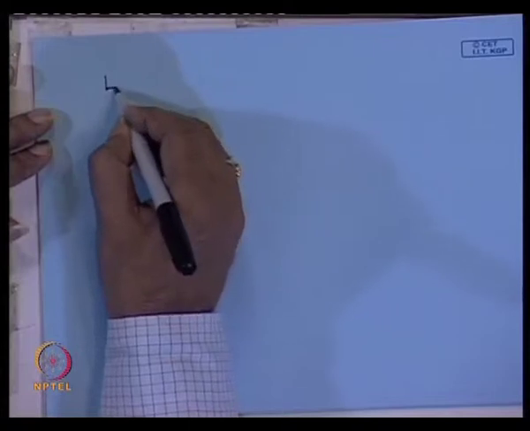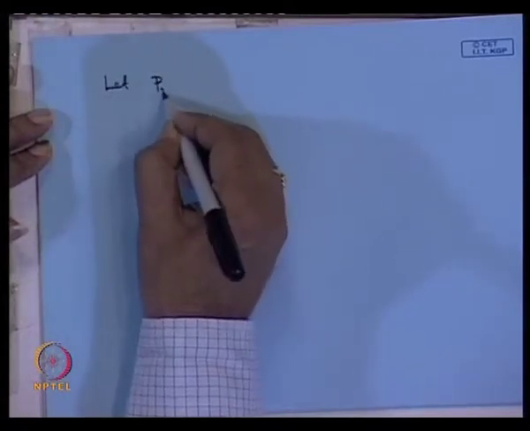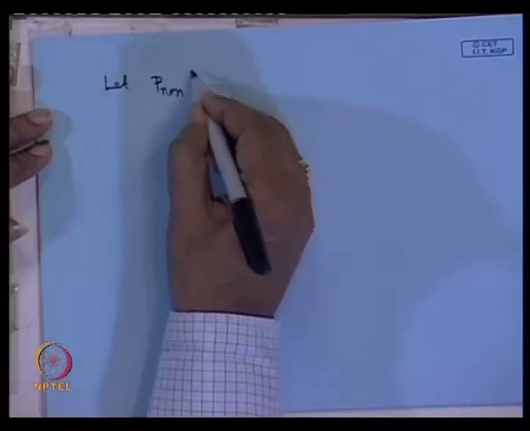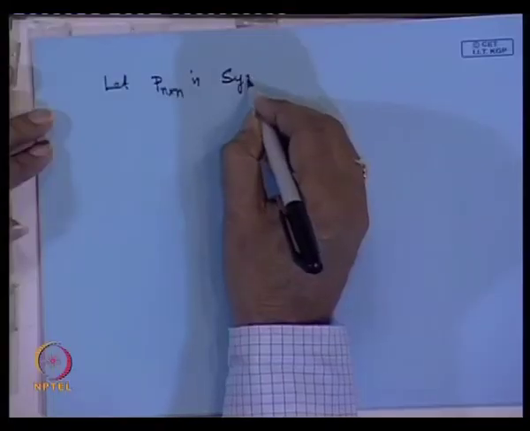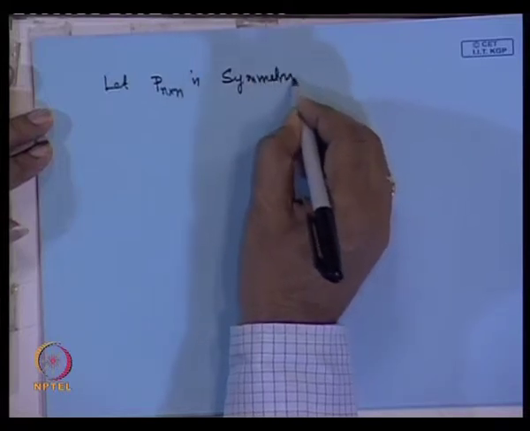So, Sylvester's test for positive definiteness: let P, n cross n, be a symmetric matrix. Even if it is not symmetric, I will convert it into P plus P transpose by 2, which I will consider as P, a symmetric matrix.